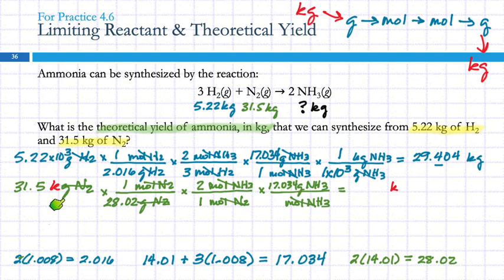So if I look at my units here, there's a K that didn't cancel out. Everything else got canceled out except grams of NH3. So my unit, grams of NH3, is there, and the kilo that I never dealt with. 31.5 divided by 28.02 times 2 times 17.034 equals 38.299 kilograms.